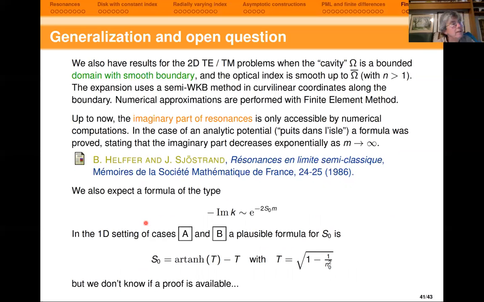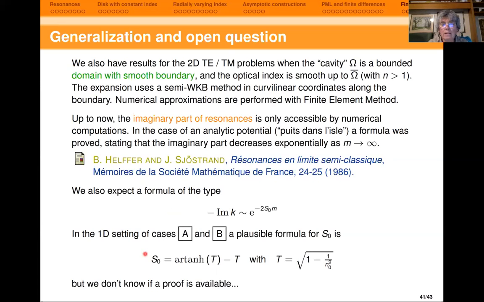For the moment, we have some guess. We can see that the behavior of the imaginary part is exponentially decreasing when m tends to infinity. We could figure that perhaps there is a formula like that, like the one in Elfer and Justran, and in Lille, but it's for analytic potentials, and we have no idea if a proof is available for us in such a case.